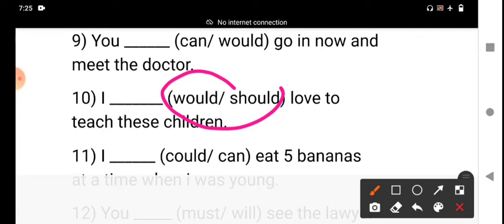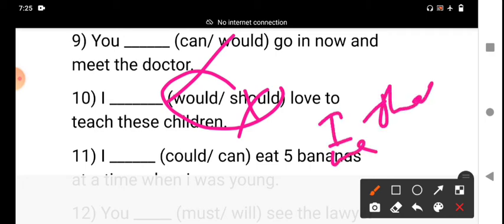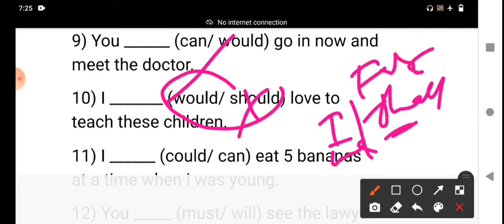I dash love to teach these children. The 10th one is to teach these children. But should is not the more suitable answer. Here would is the right answer. Generally, I and we take shall and should, and all the remaining pronouns take will and would, in the future tense, the simple or general future tense.